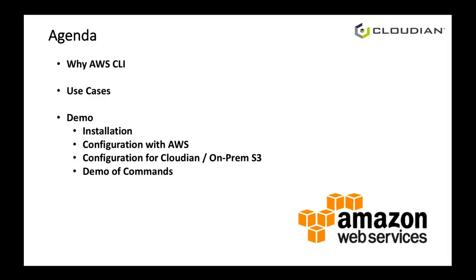The first one is, what are we going to be doing today? Well, we're going to be looking at the AWS CLI. We're going to be going over some use cases, and then we're going to jump straight into the demo. In the demo, I'm going to teach you how to install this. I'm going to be installing in Linux, but we can install it for Mac and Windows as well.